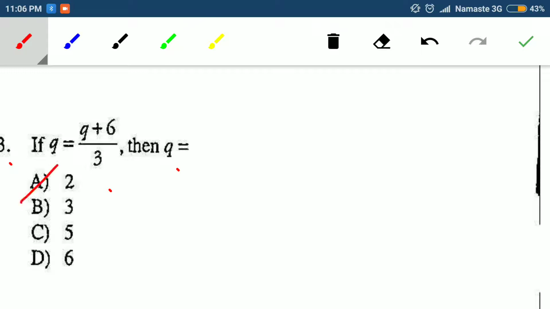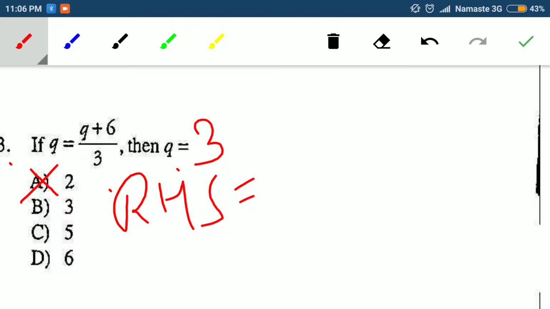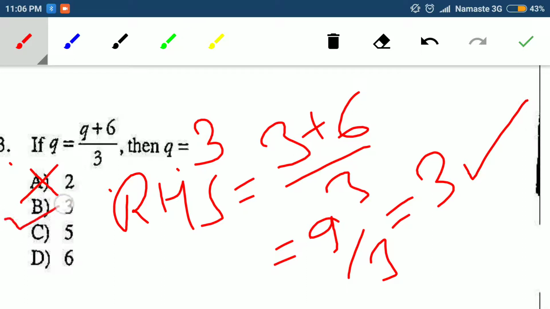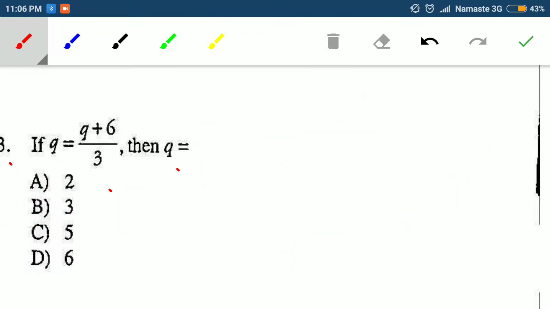Let's move to the next one, which is 3. If q equals 3, the LHS is q, that is 3, and our RHS is 3 plus 6 by 3, that equals 9 by 3, which equals 3. It satisfies our condition, so our option is B. This approach is quite popular in the calculator section, and it is quite easy too, and mostly applicable for SAT math questions, right? These are the simple problems we'll be doing.